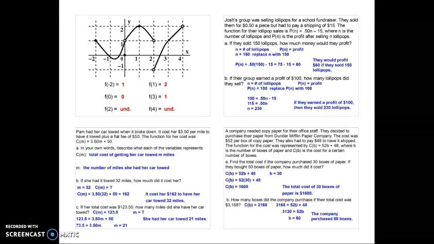So again, you have to write your answer in a sentence format, and you can just reword it. If her total cost was $123.50, then she had her car towed 21 miles. It needs to be in a complete sentence. All right, last word problem.